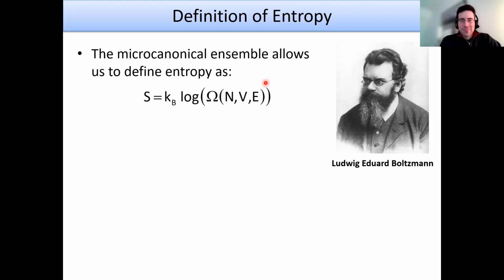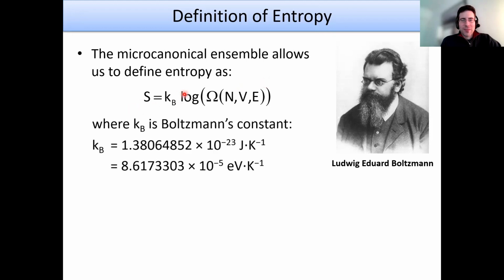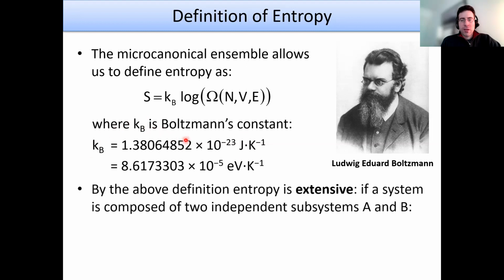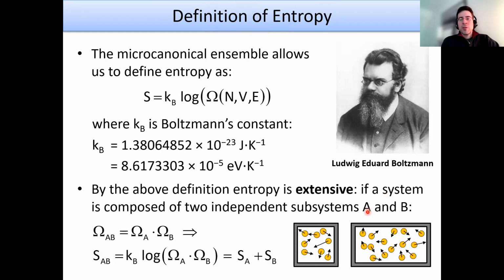So this is kB, the Boltzmann constant, which has these values here in different units. What is interesting to see is that this is a valid definition of entropy as an extensive variable. So let's say that we had two systems, right? One system A, one system B. We combine them together in such a way that they don't interact with each other. They're just independent. So then what would be the degeneracy of the composite system?